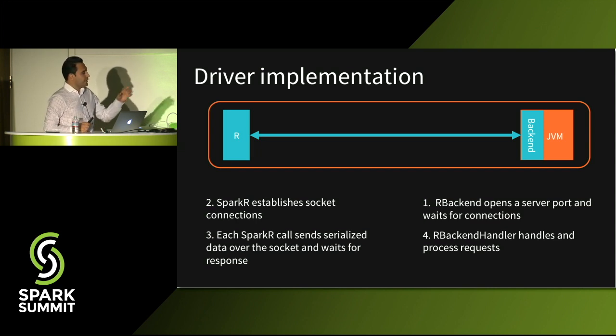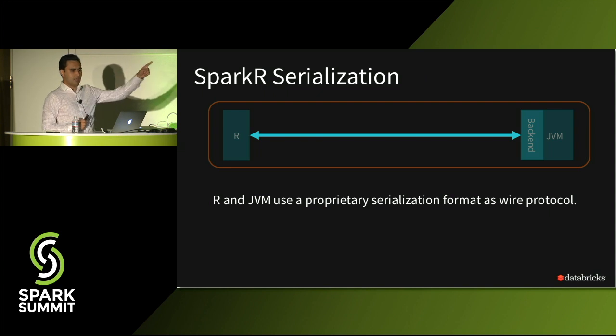And the actual work is happening inside the R backend. So all the method resolution and invocation is done by the JVM process. That is how it's implemented. The one thing we would like to zoom in even more is this connection between the R process and the JVM. In SparkR, they talk using a proprietary serialization format as their wire protocol.